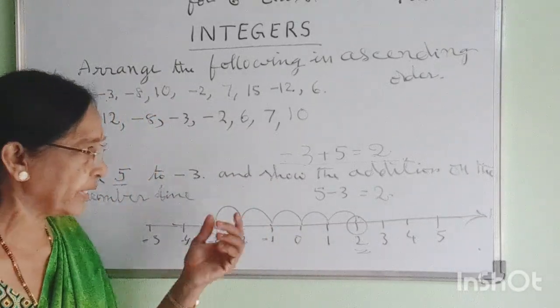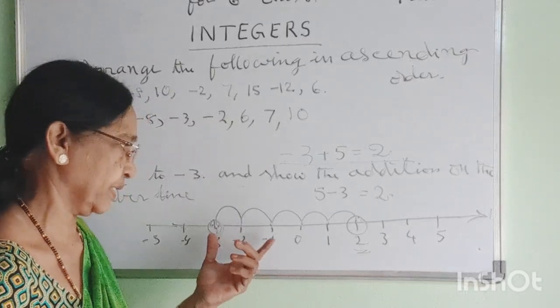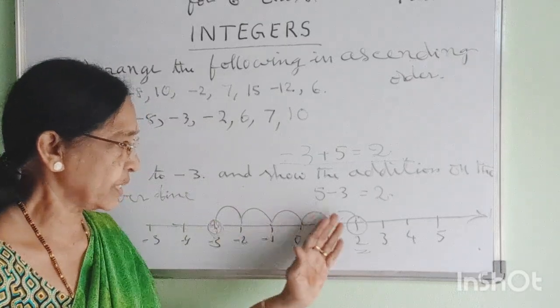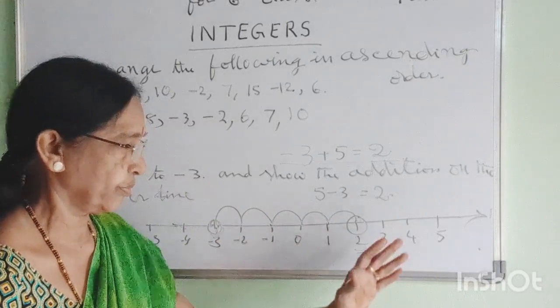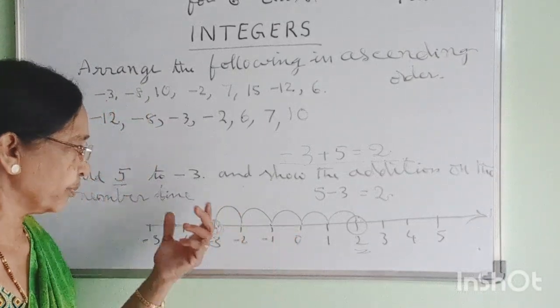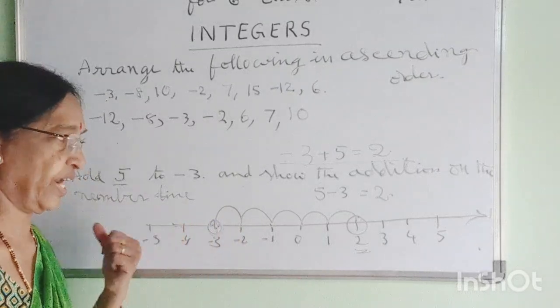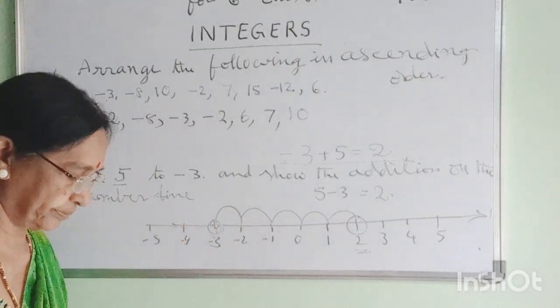Like that, to add a positive number to any integer, we move to the right hand side. If we add a negative number to any integer, we move to the left hand side on the number line.